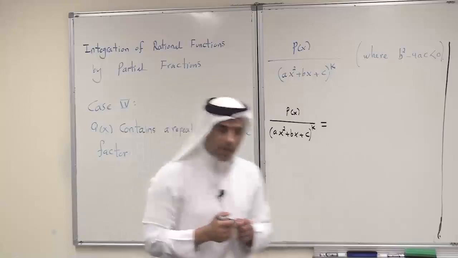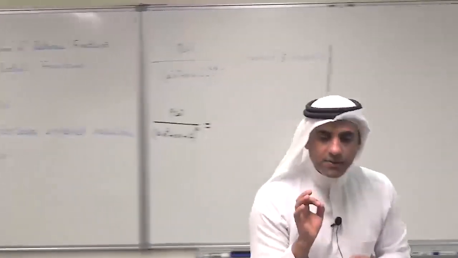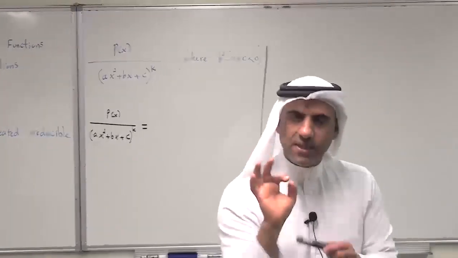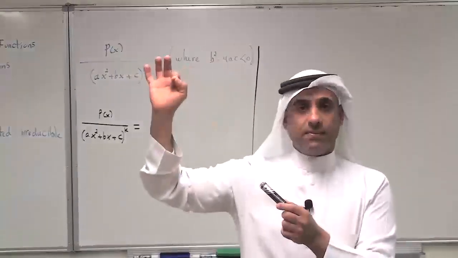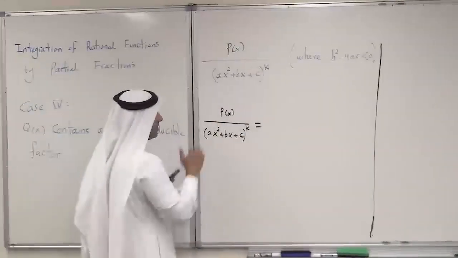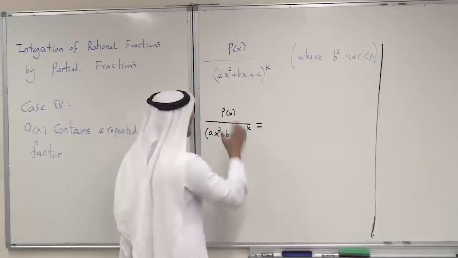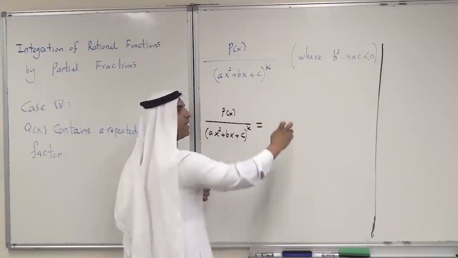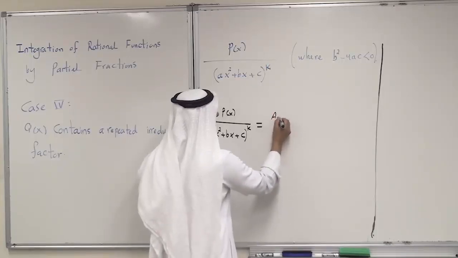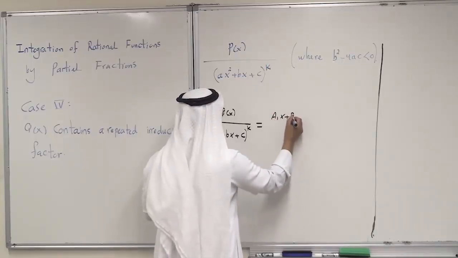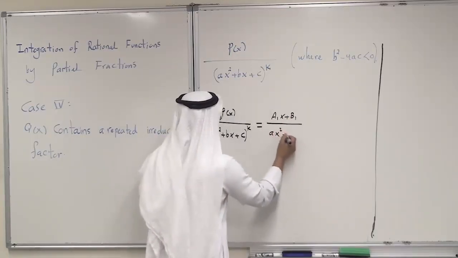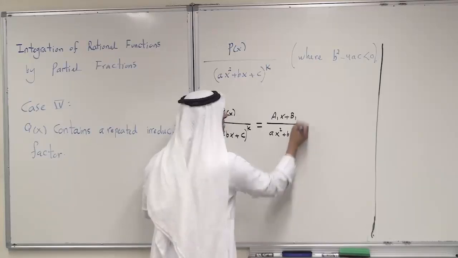You remember when we talked about the repetition of the linear factors, we said if we have a linear factor repeated k times, then we need k constants. Here we have a quadratic function repeated k times. What do we need? Simply we need k polynomials of degree 1 in the numerators. Meaning, I will start, for example, say a1 x plus b1. That's the first one, divided by ax squared plus bx plus c raised to the power 1.